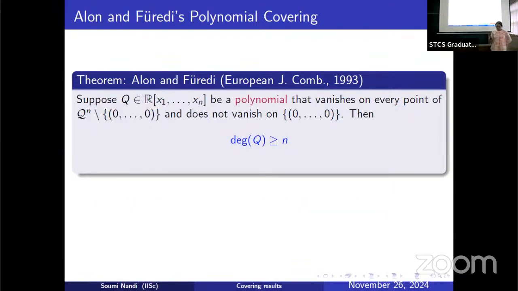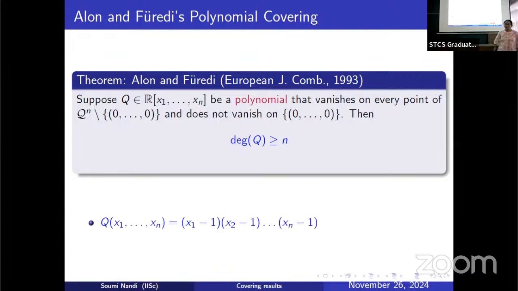And so, we have seen that n hyperplanes are enough for covering all the vertices of the hypercube except the origin, keeping that origin uncovered. So the question is, if we consider a polynomial cover instead of a hyperplane cover, can we do it with low degree polynomials? Alon and Füredi showed that this is not possible. Even for polynomial covers, we need at least degree n polynomials to cover all the vertices of the hypercube except the origin and to keep that origin uncovered.